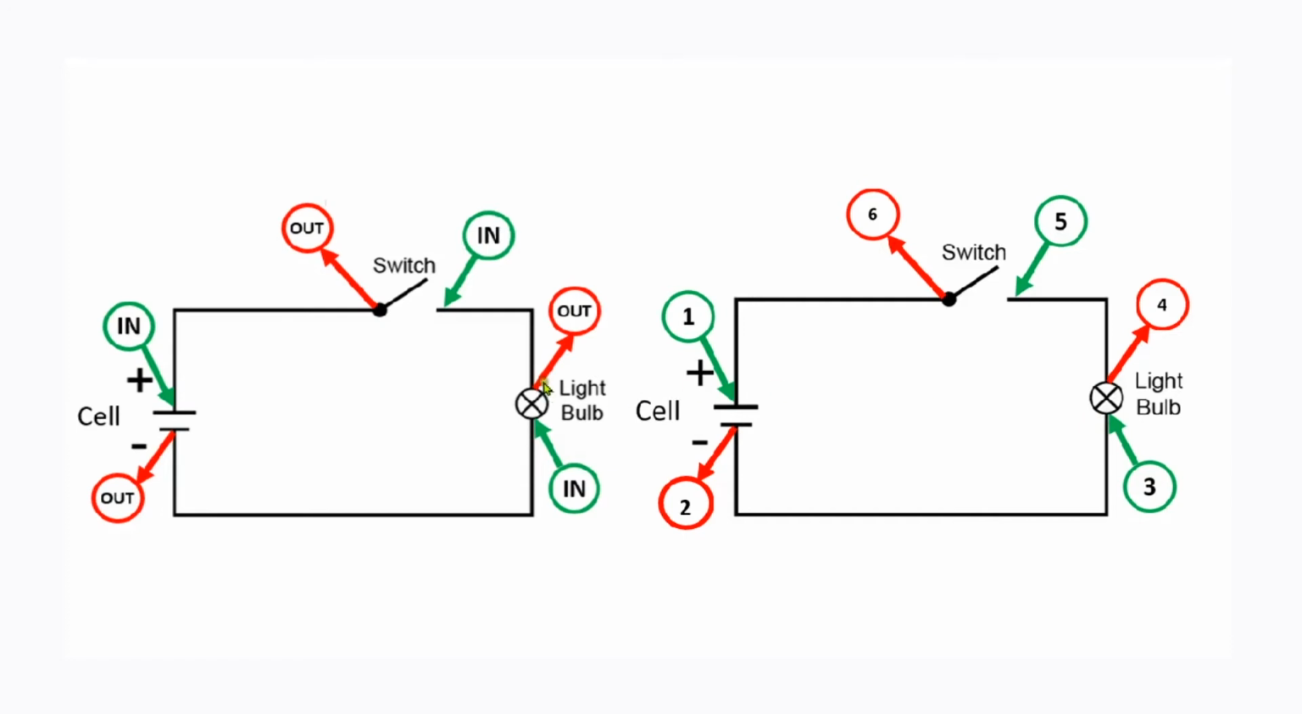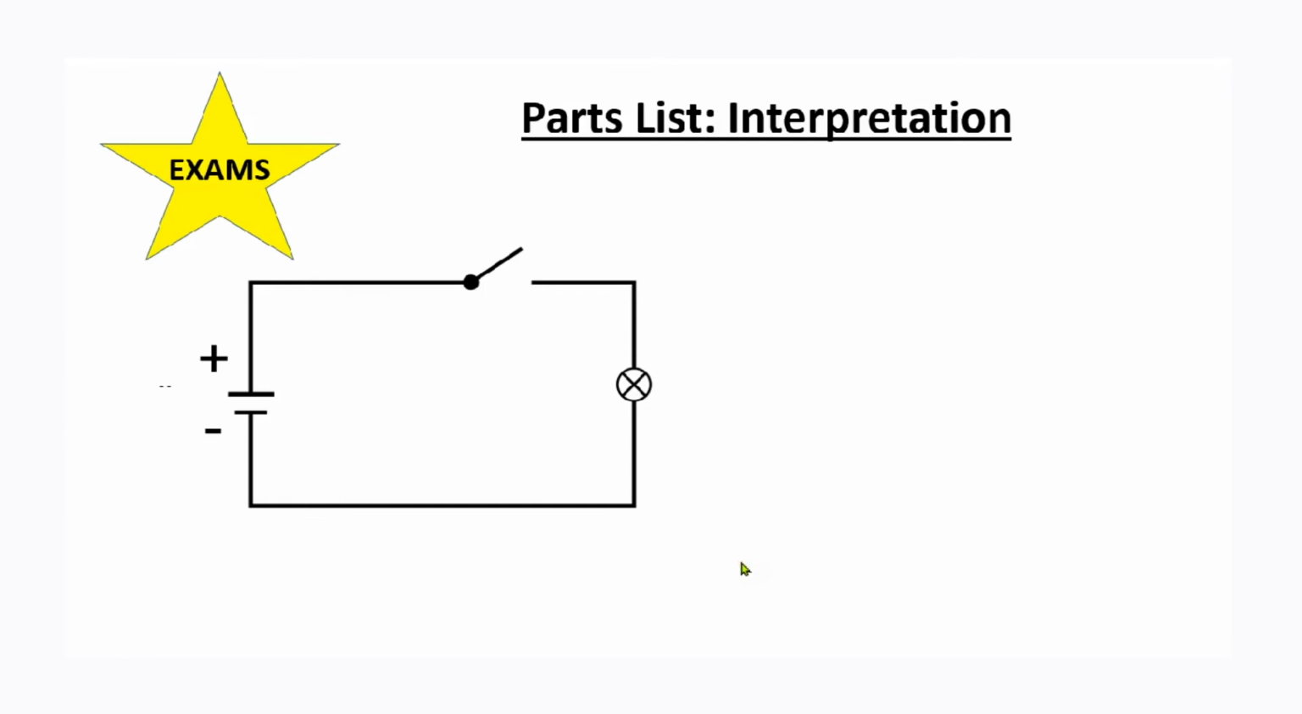Out of the light bulb is connected up into the switch. That means from number 4 it goes to number 5. Out of the switch it goes into the cell. That means from number 6 we are using a conductor to connect up to number 1. And that's basically how we connect up all different circuit diagrams.